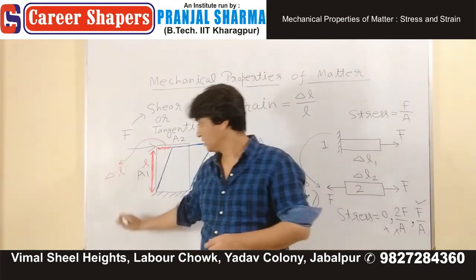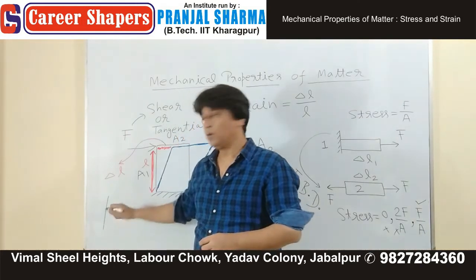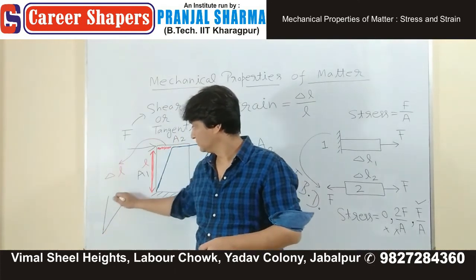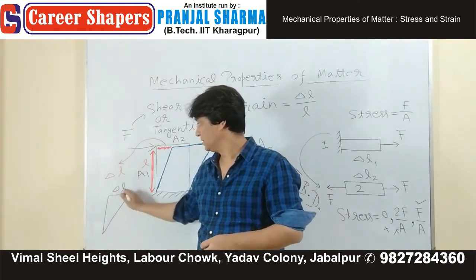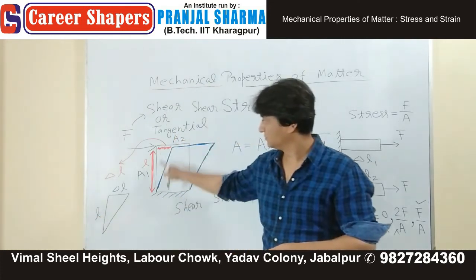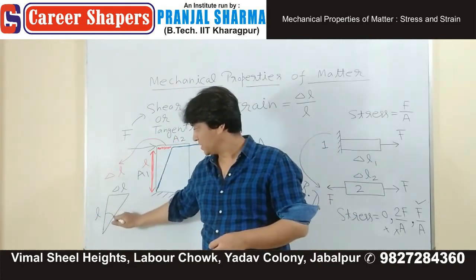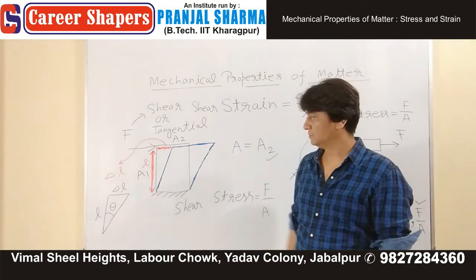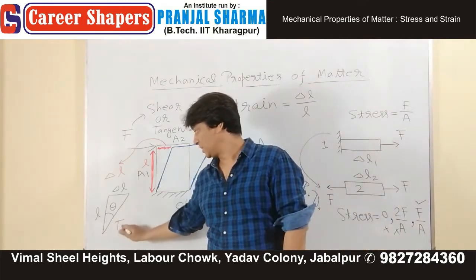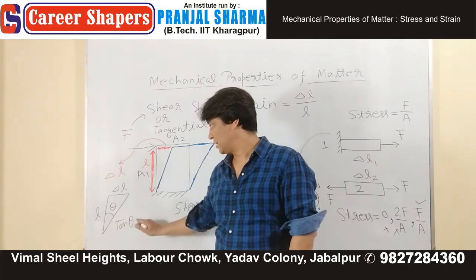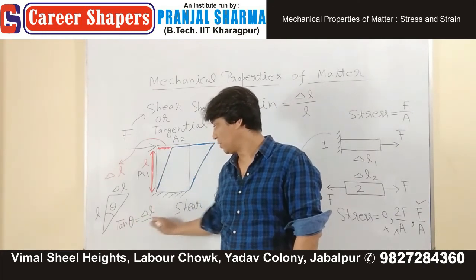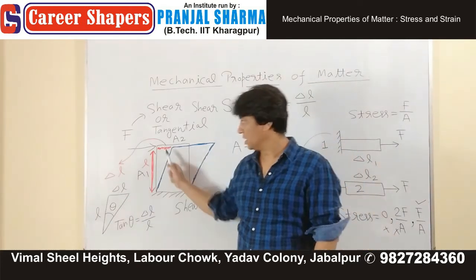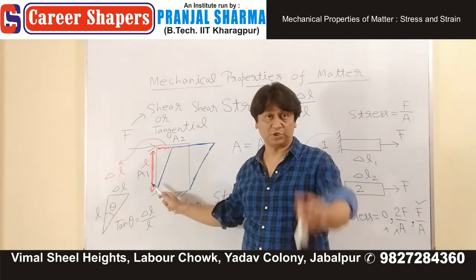For this figure, the whole thing now looks like this. This is delta L, this is L. Let's say this much angle is theta. If this is theta, then what is tan of theta? Tan of theta is perpendicular upon base. Tan theta is what? Perpendicular, delta L, divided by base, which is L.